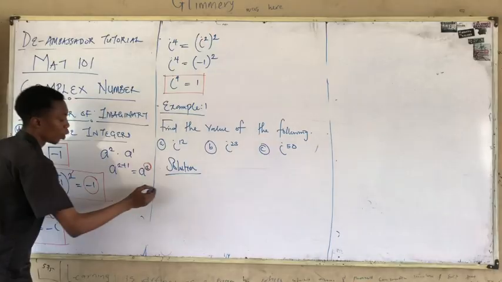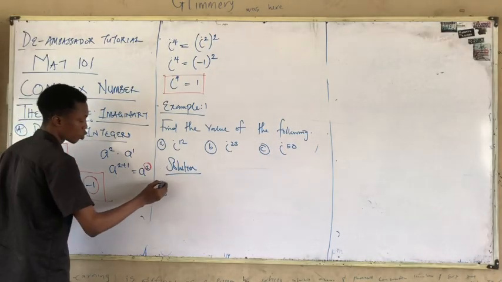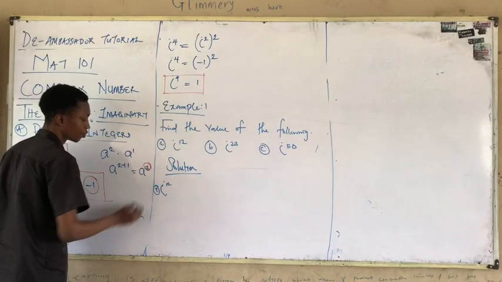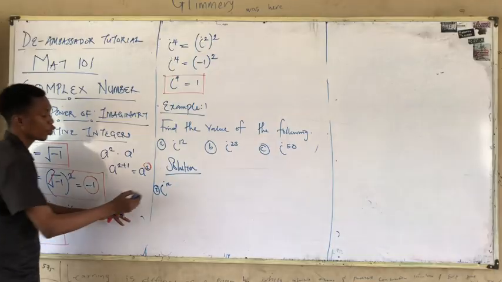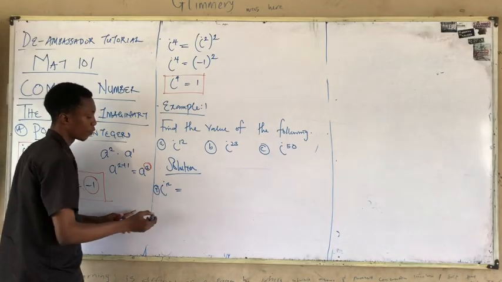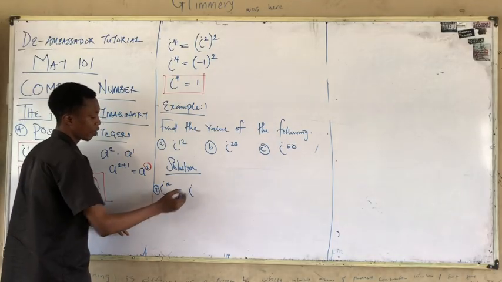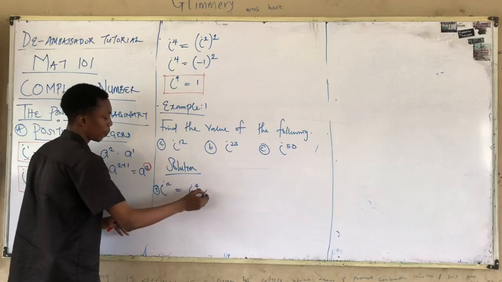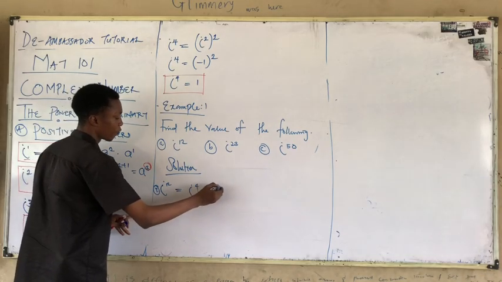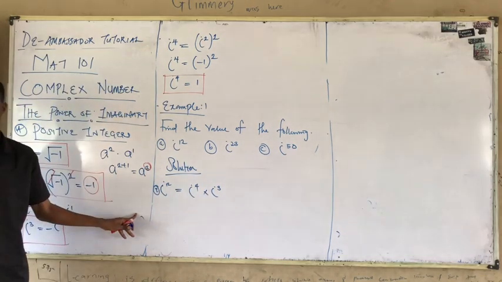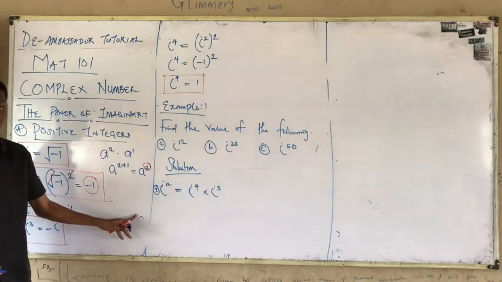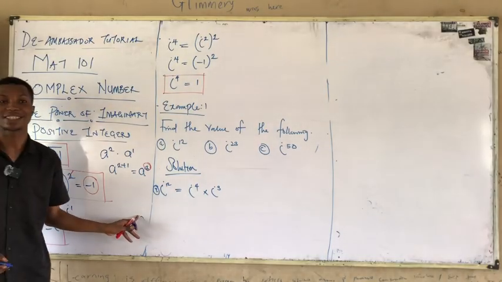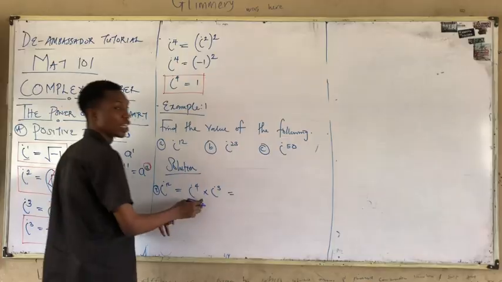The first one we have is what? i to the power of what? 12, which is the first one. Who can tell me? Do you know I can write i to the power of 12 to be i to the power of 4 multiplied by i to the power of 3? Are we not correct? Are you sure? Why is it not correct? If I should do it this way, what will I have?